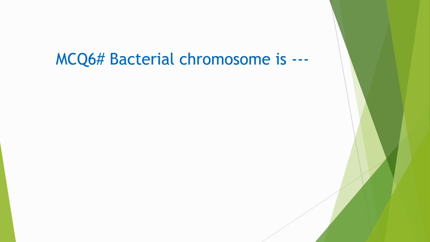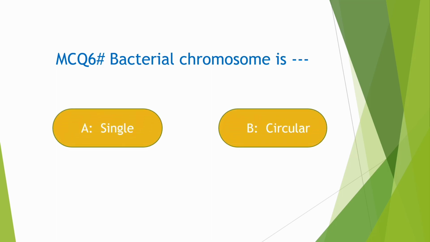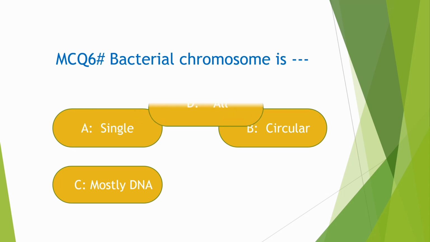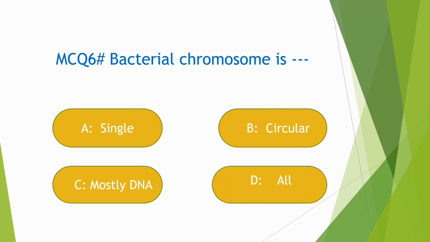Bacterial chromosome is option A. Single, B. Circular, C. Mostly DNA, D. All. Correct option is D. All.